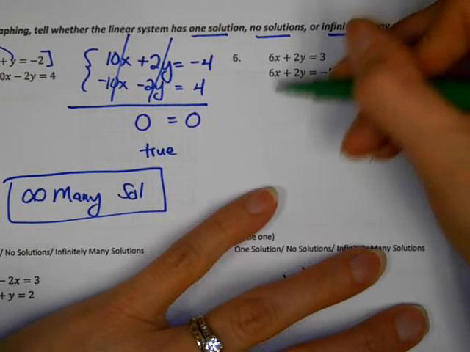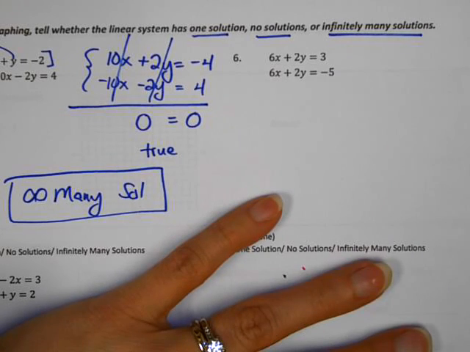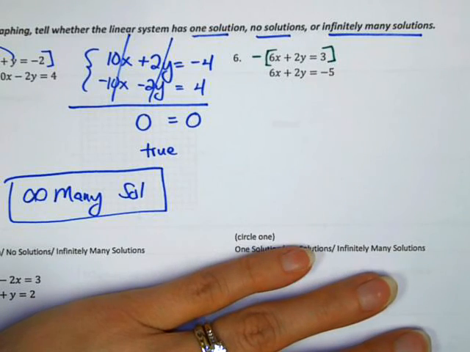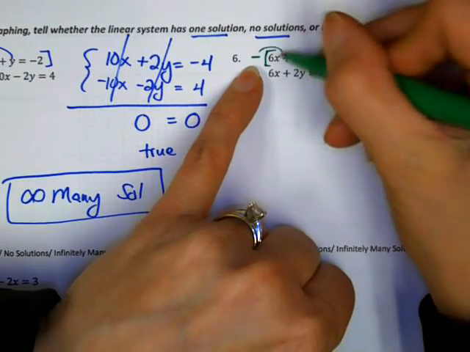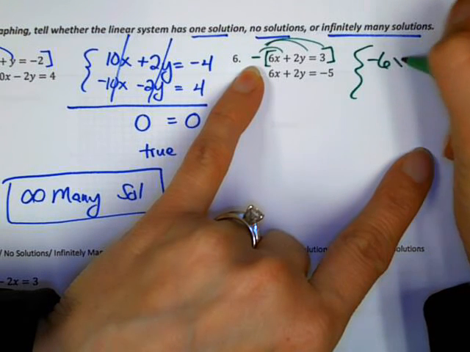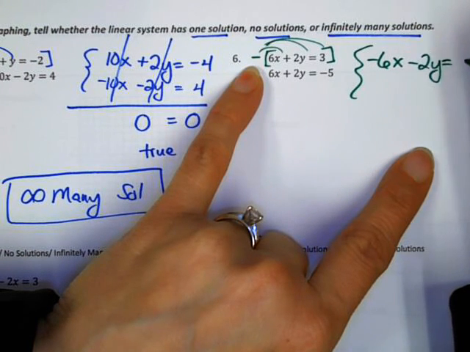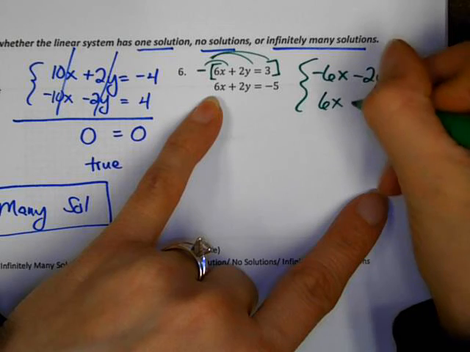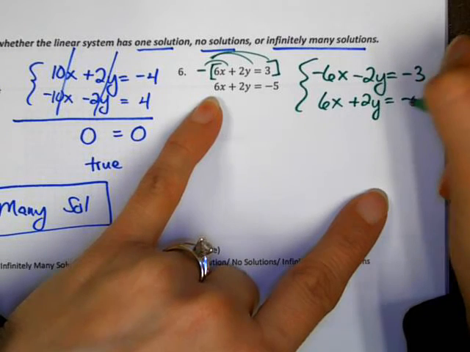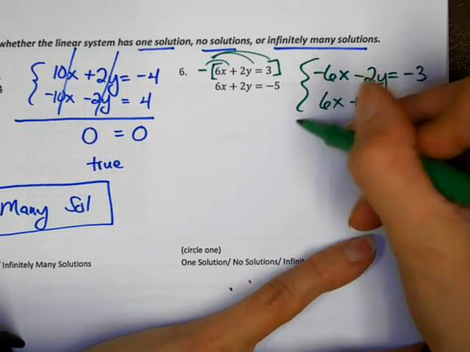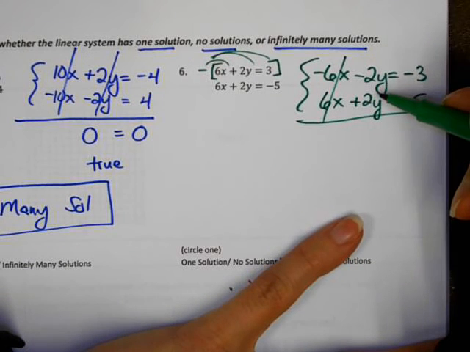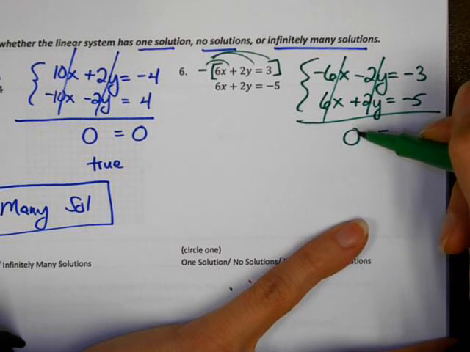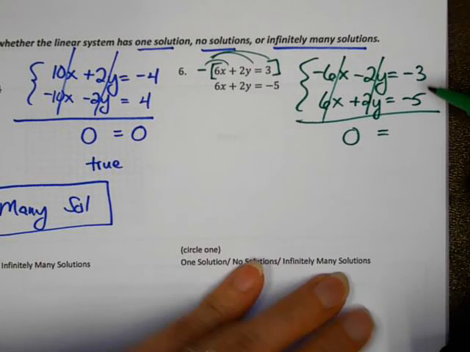All right, let's do number 6. Since it's all lined up like this, I think I'm going to choose elimination again. I'm going to multiply the top equation by a negative. So now the top equation, everybody has to get changed to the opposite: -6x, -2y, -3. The bottom equation, I'm just going to leave the way it was. Are you ready for elimination? The x's are canceling, and the y's are also canceling. So what number is that? 0.